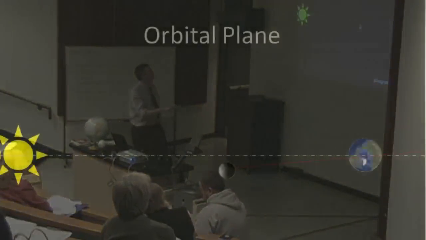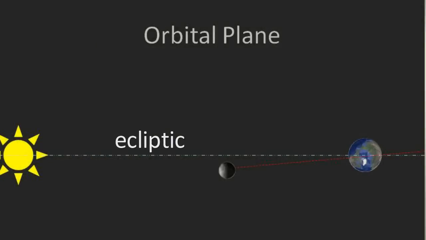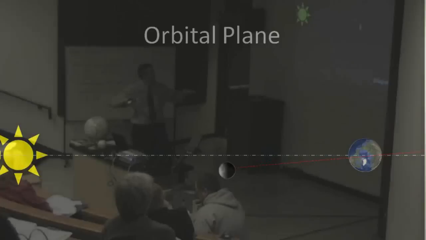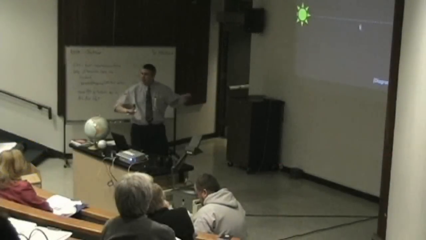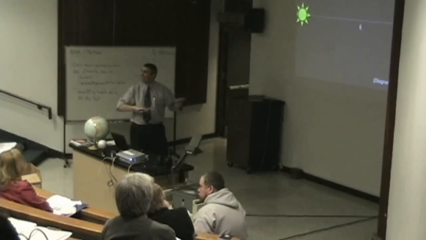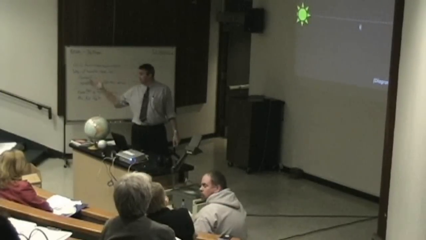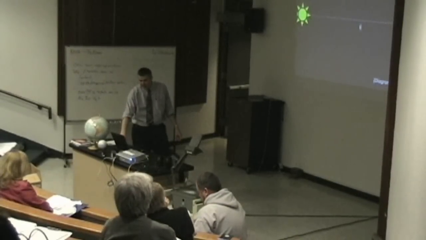The orbital plane is tilted. So here we have the ecliptic, which is the plane of the orbit of the Earth around the Sun, and the Moon is tilted at about 5 degrees. It's 5.16 degrees from the ecliptic. So the orbit of the Moon is not exactly in the same plane. That's why we don't have an eclipse every month. Exactly.